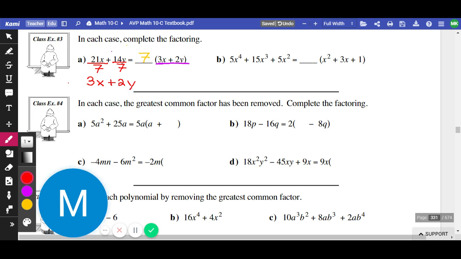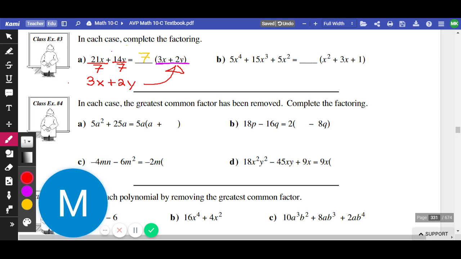And you'll notice that this thing, the 3x plus 2y, that's what they gave you. That's your remainder. So that thing goes in the brackets and it goes beside your GCF. And that's what factoring looks like. Okay, you identify your GCF, then you divide it out to get your remainder.